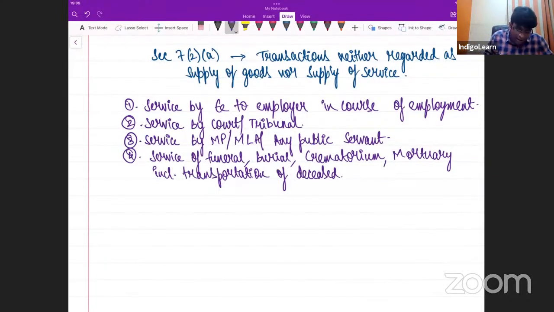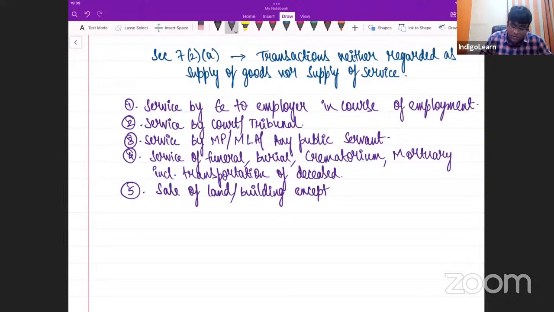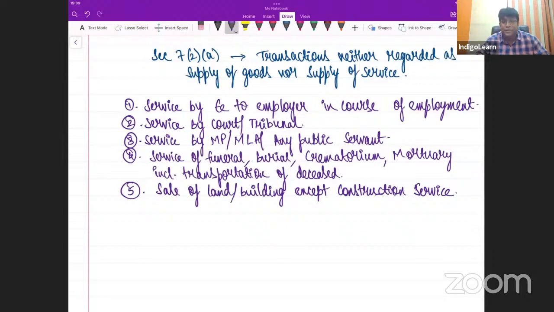Next. Fifth point. Sale of land or building. Except construction service. They are doing a construction service, that is definitely taxable. No doubt about it.